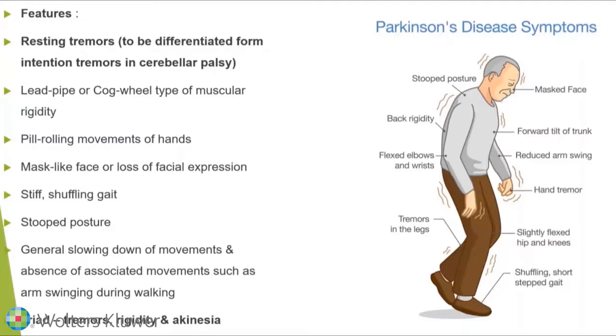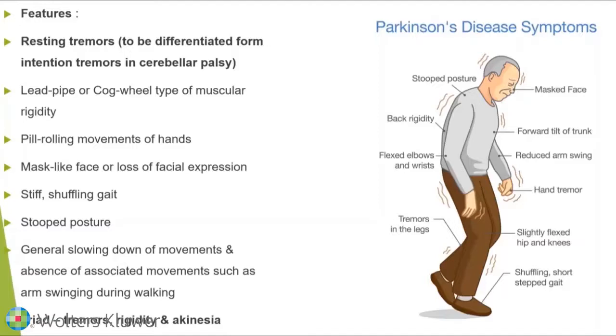If any of you have felt a lead pipe, it feels really rigid. So his muscles will feel like that, rigid. Lead pipe or cogwheel type of muscular rigidity. Pill rolling movements of hands.